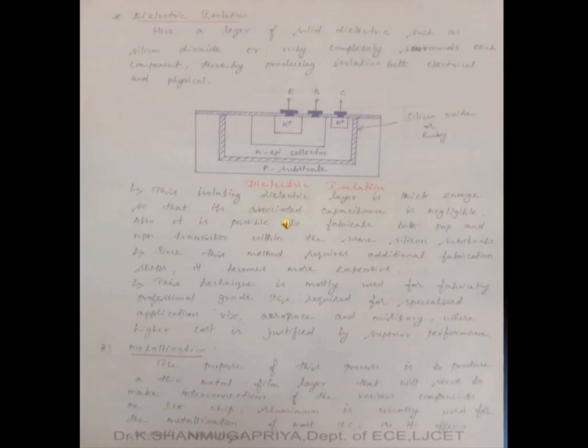The next step is metallization. Metallization is the process of making interconnections of the various components on the chip. Aluminum is mostly used for the metallization process as it offers several advantages.